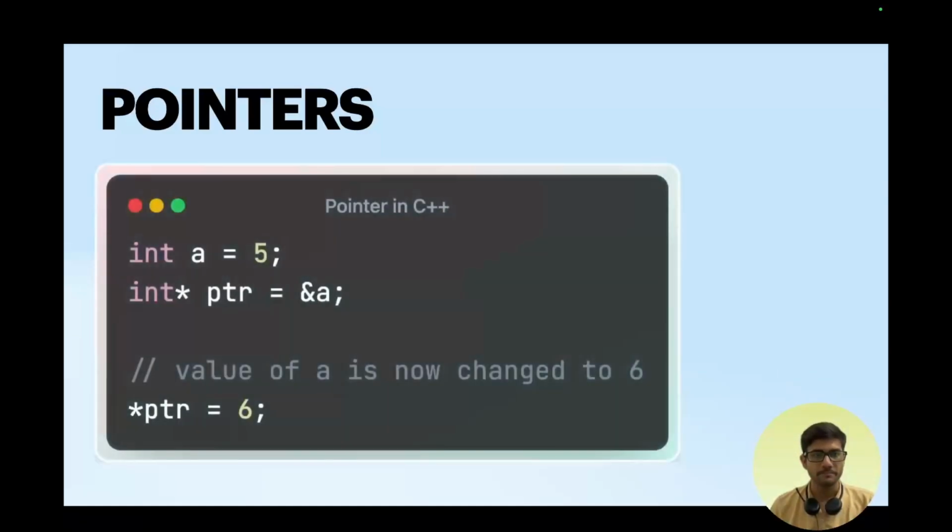Let's see the code. In the code, I have created a variable a with a value of 5, and then I have created a pointer, and that pointer contains the address of a. So this pointer is now pointing to a. And as you can see in the next line, using this pointer variable, when I dereference it, I was able to change the value of a. So now that we have brushed up the structures and pointer concepts, let's jump into the implementation of linked list.